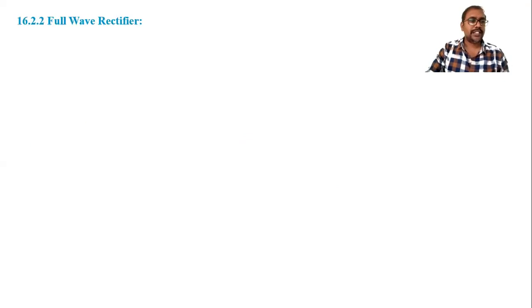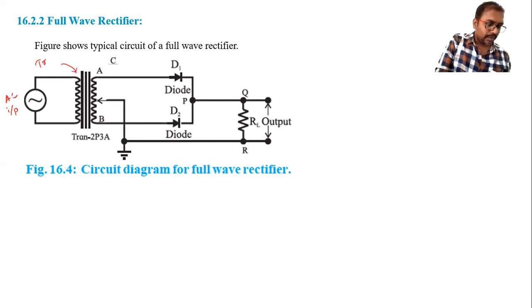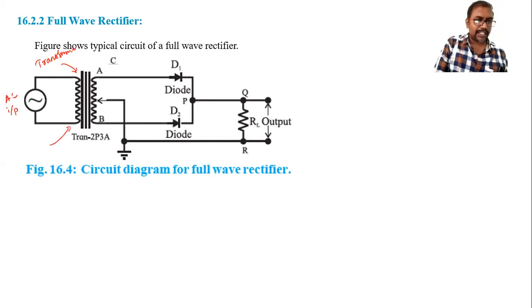Now you can see the circuit diagram of the full wave rectifier as shown below. This is your AC input. Here we are given the AC input. This is the transformer. This is the primary coil. This is the secondary coil, this AB you can see is the secondary coil. The line between these coils is the core of the transformer.